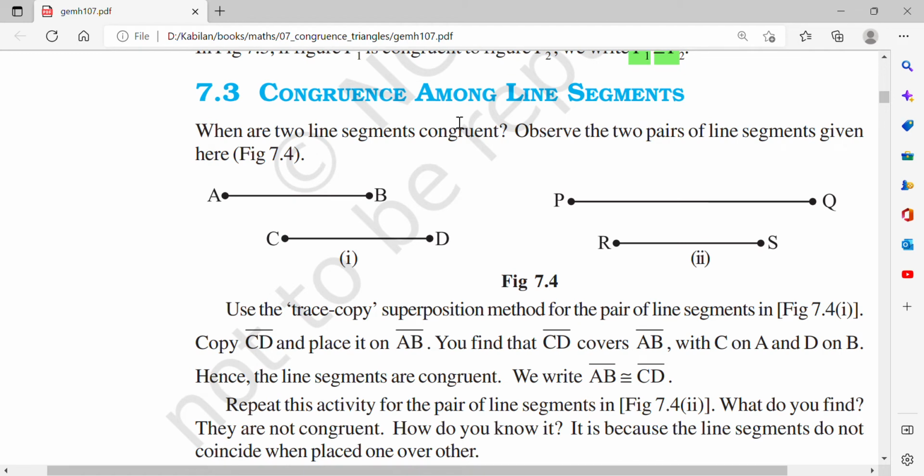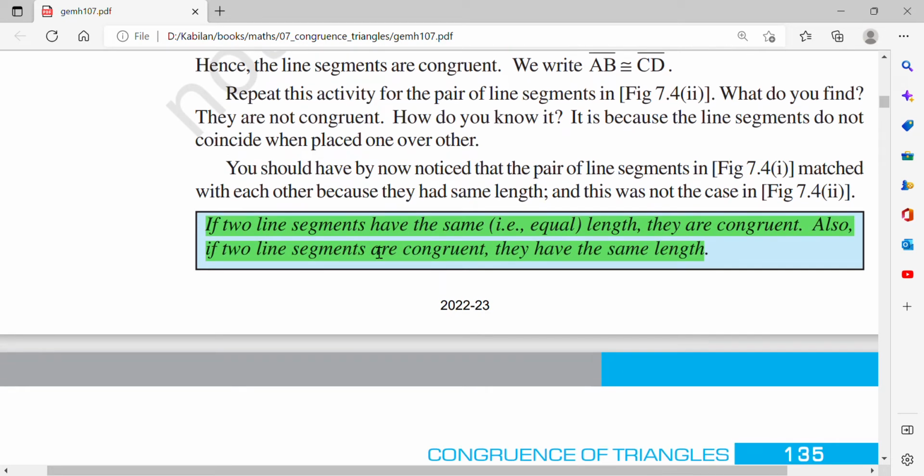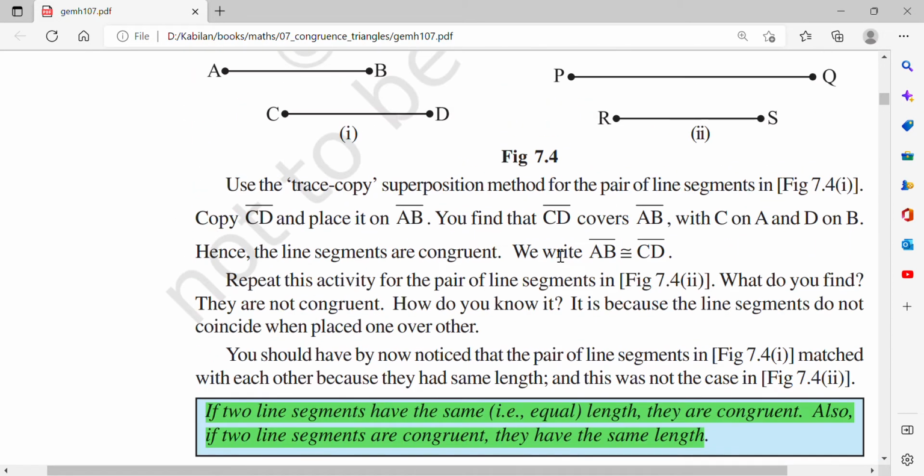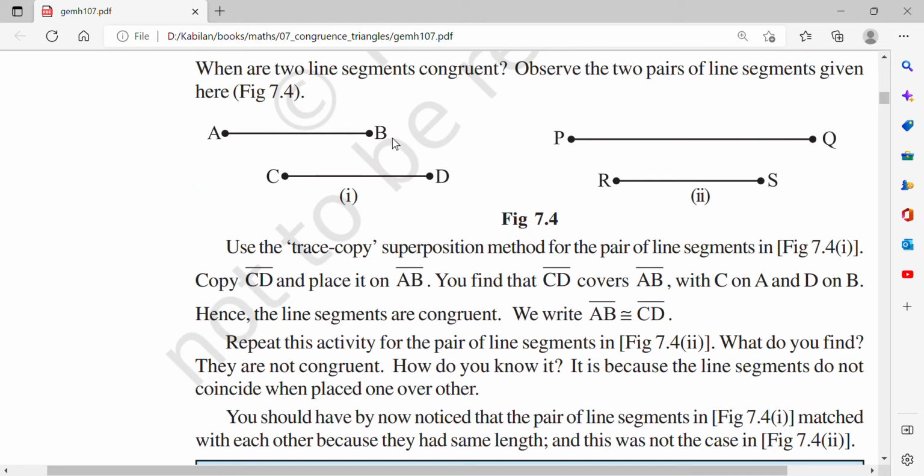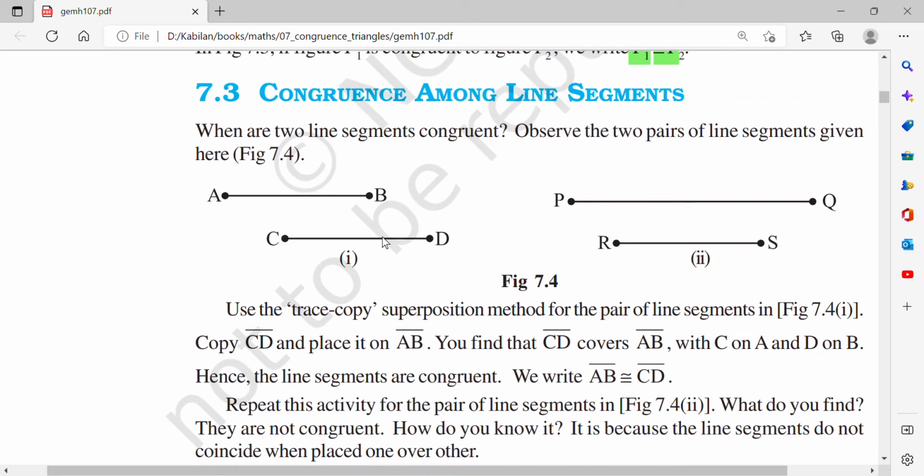Congruence of line segments. When two line segments are congruent, they have the same length. So here AB is congruent to CD because both line segments have the same length. And in this figure, PQ is not congruent to RS because they have different lengths.